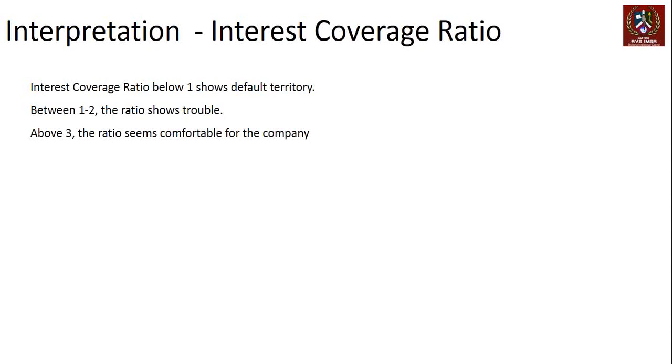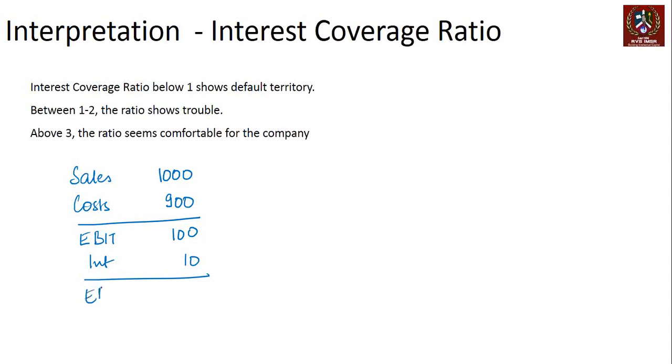But to interpret this better, let's try and understand, taking an example of a company. Let's say the sales of a company is 1000 and all costs of the company are 900. Let's say this gives an earnings before interest and tax of 100, and let's say the interest component is something like 10, which gives an earnings before tax of 90, and then there's a tax component that comes out.